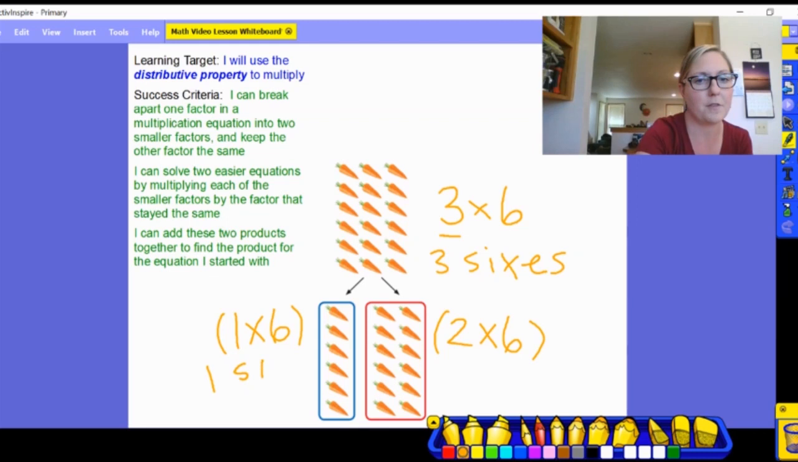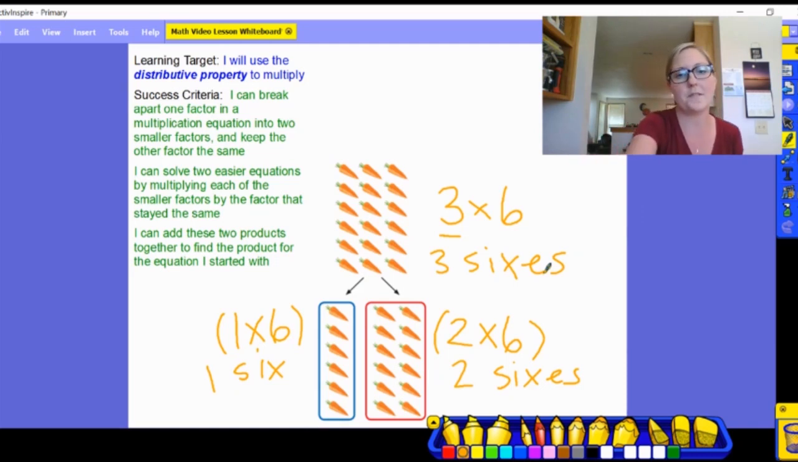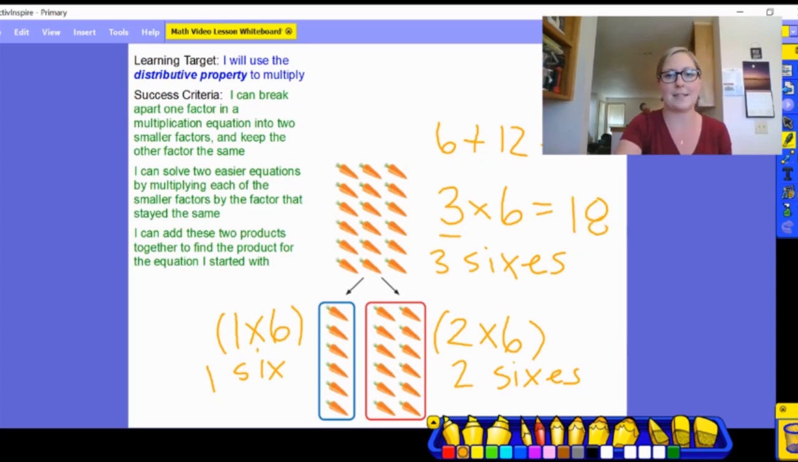how much I have if I have 1 six, one group of 6, and I put it together with 2 more sixes. So just thinking about how we're breaking apart the factor 3 here, and it also is a way to look at it with a different array. I wanted you to see that so you know that you can use distributive property and break apart the smaller factor. In this case, 1 six would be 6, 2 sixes would be 12, and so we can use 6 plus 12 to solve for 3 times 6, and that would give us an answer of 18.